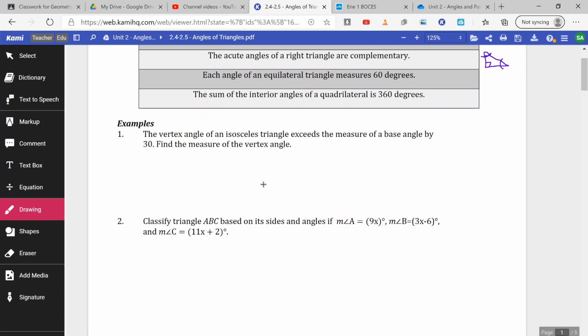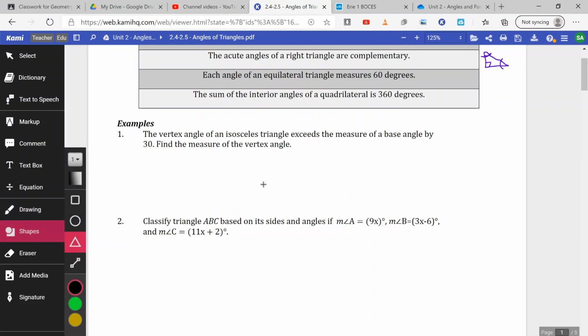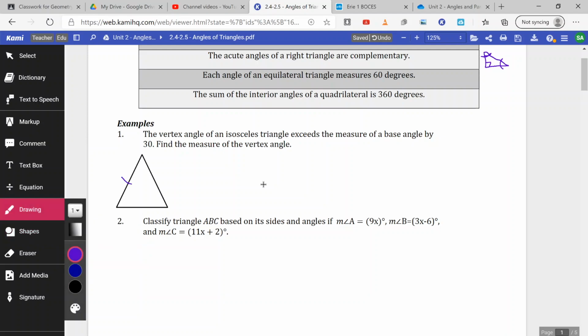Here we have a vertex of an isosceles triangle exceeds the measure of a base angle by 30. Find the measure of the vertex angle. So we are told we have a triangle, and we're not really worrying about what the angles are. Isosceles means two sides are the same, and we learned the isosceles triangle theorem states if two sides are the same, then the angles are going to be the same. Now the vertex is 30 more than the base angle. We don't know what the base angles are.